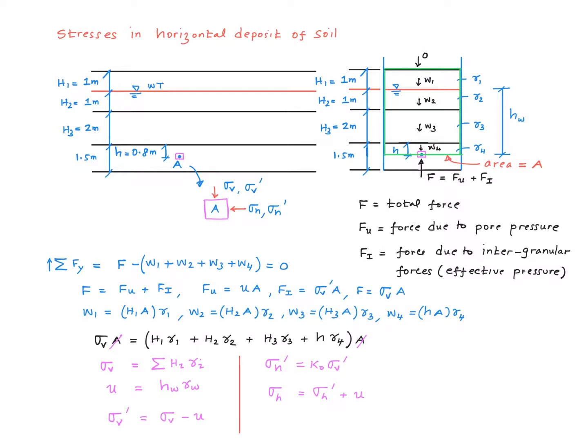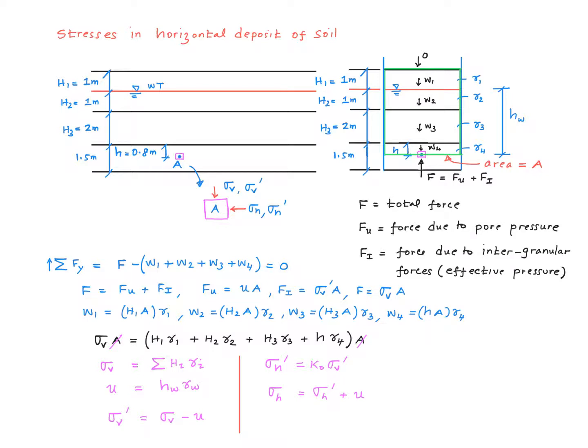So to calculate the pore water pressure at that point, we don't even have to look at the details of the layers. All we need is the total depth of water at that point. And in this case, it's little hw, and therefore U, the pore water pressure at that point, is little hw multiplied by gamma w. Then by Terzaghi's effective stress principle, sigma V prime is sigma V minus U.